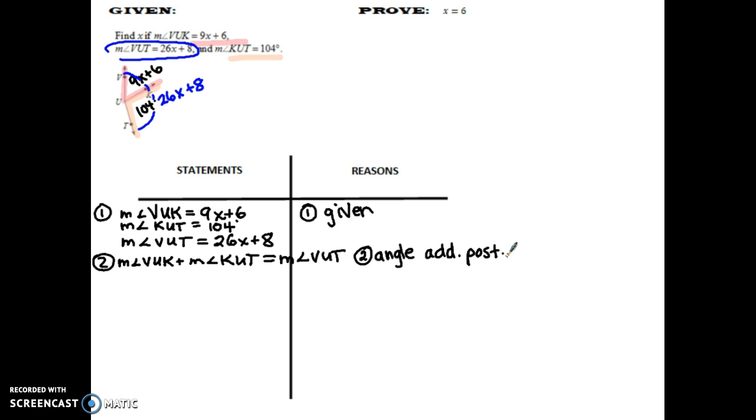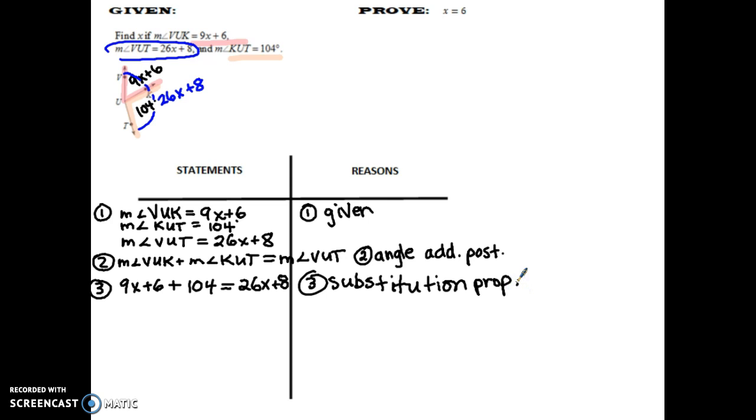Now, I have this long equation, and all it has is these names in it. I'm going to go ahead and substitute my values in. So I'm going to say 9x plus 6, that's VUK, plus KUT, that's 104, is equal to 26x plus 8. So same kind of reason we used last proof. Substitution lets us replace the numeric values in our equation, right? Now I have algebra. Combine your like terms.